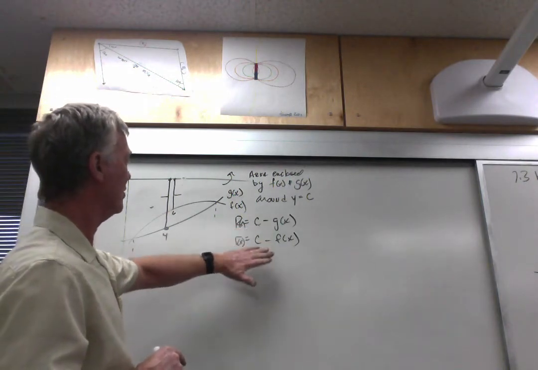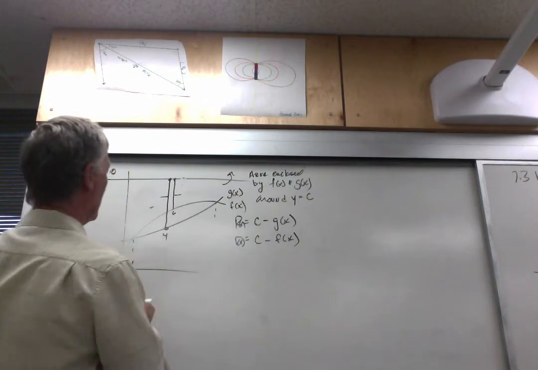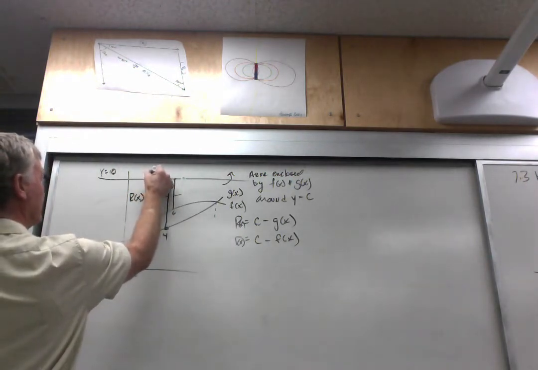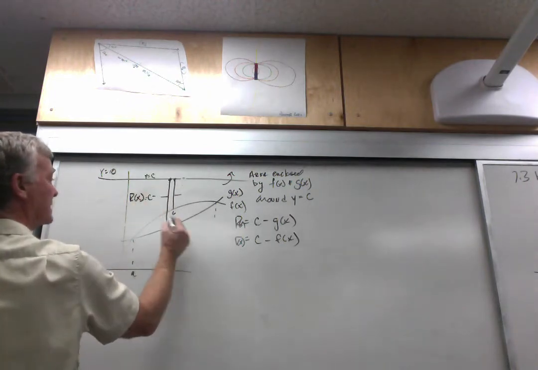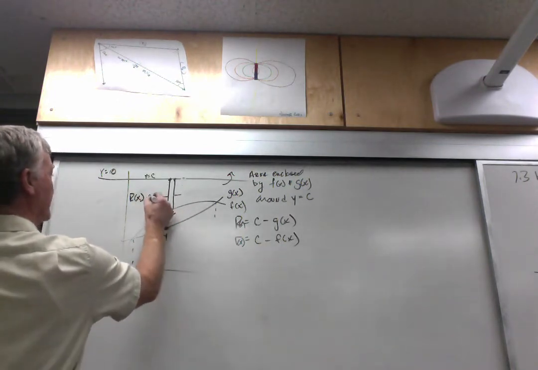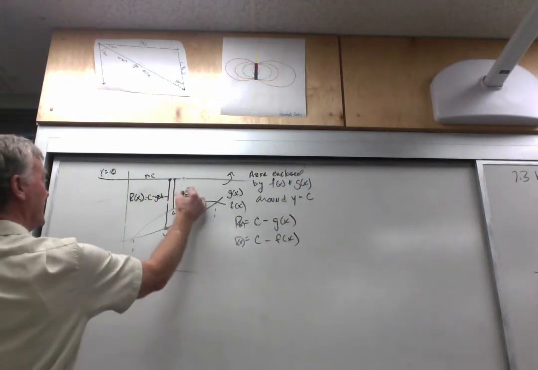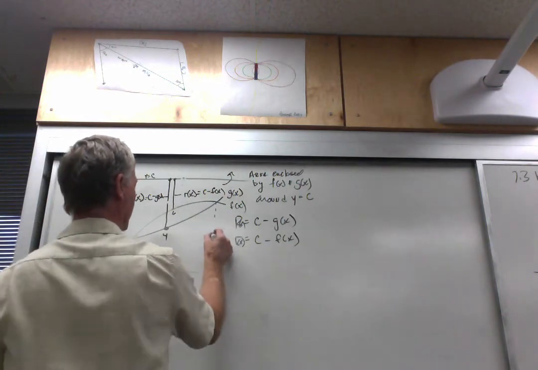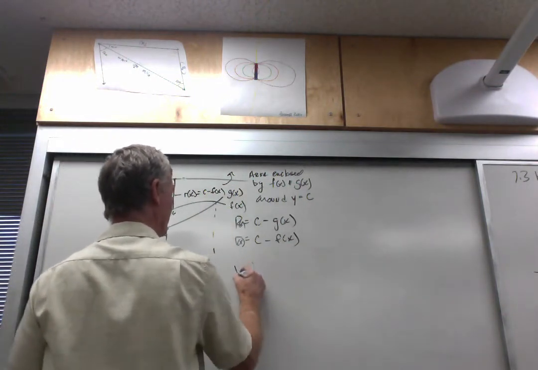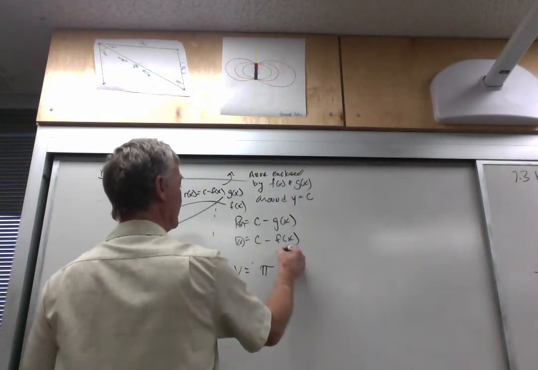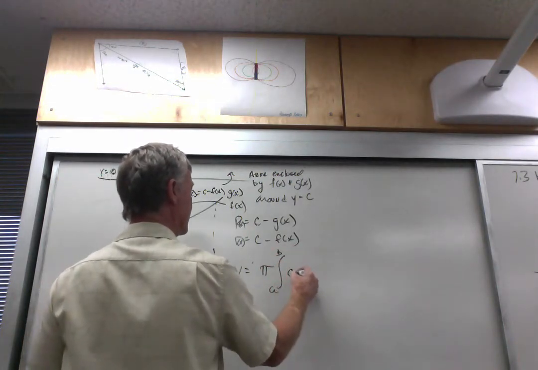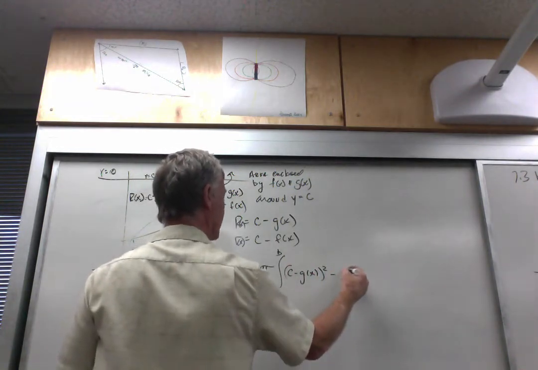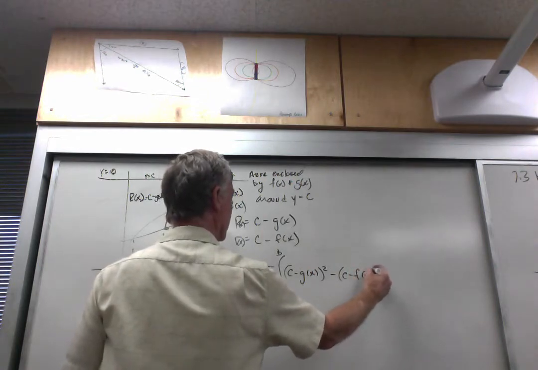We'd figured out what big R and little r are. Big R here, if I call this y equal to c, is always going to be c minus g of x, because this is my g of x, and little r is always c minus f of x. Since this goes down to b, my volume here would be pi from b to a of (c minus g of x) squared minus (c minus f of x) squared.